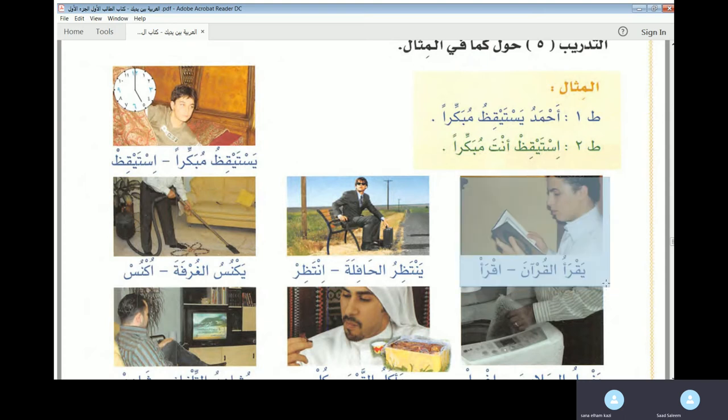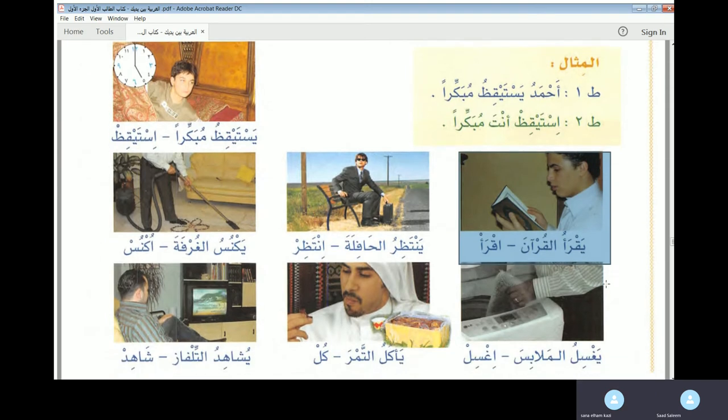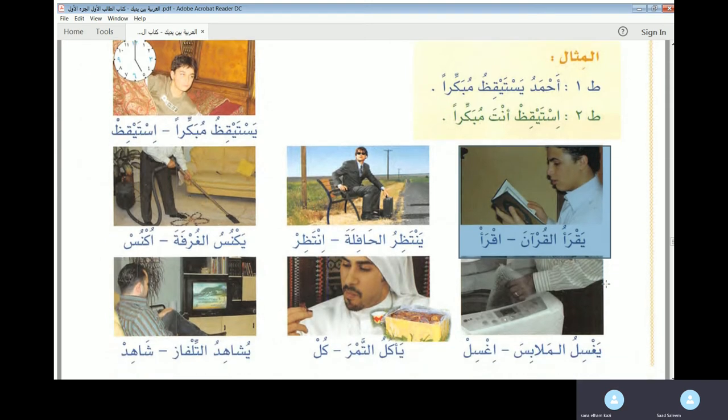Okay. Ahmadu yaqra'u al-Qur'an. Ahmed reads the Quran, is reading the Quran, or reads the Quran.